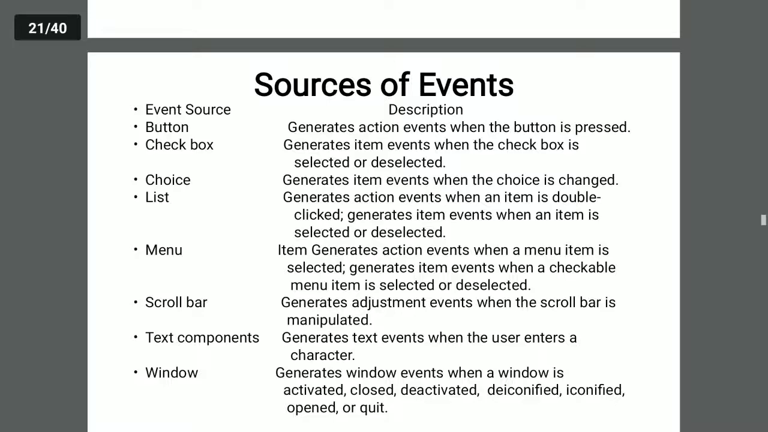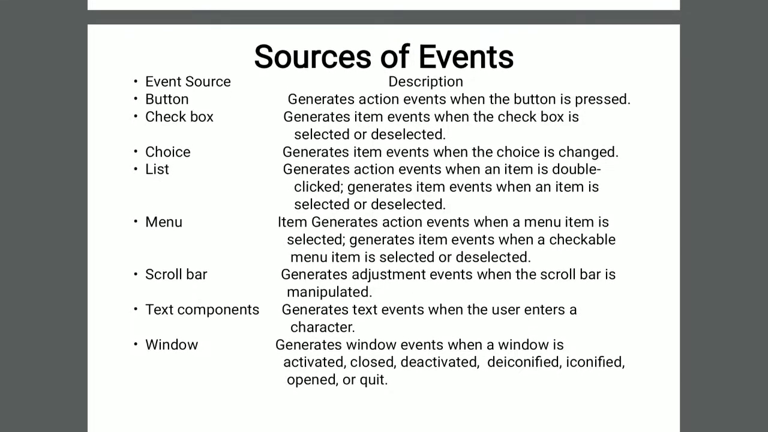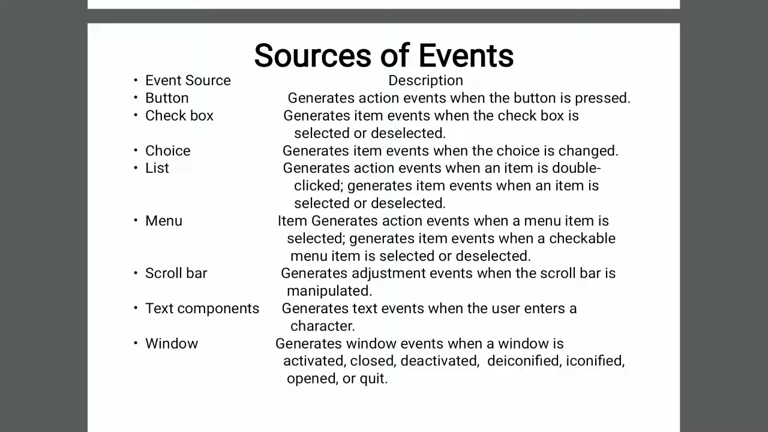Some of the event sources: button, checkbox, choice, list, menu, scroll bar, text component, window, mouse, keyboard, and so on. If I take one example, the types of event with respect to a window: when a window is activated, closed, deactivated, opened, or quit. These are the different types of event with respect to a window. Or if I take the example of the mouse: moving a mouse, dragging a mouse, right click, left click, wheel movement. These are the types of event generated by a source called the mouse.